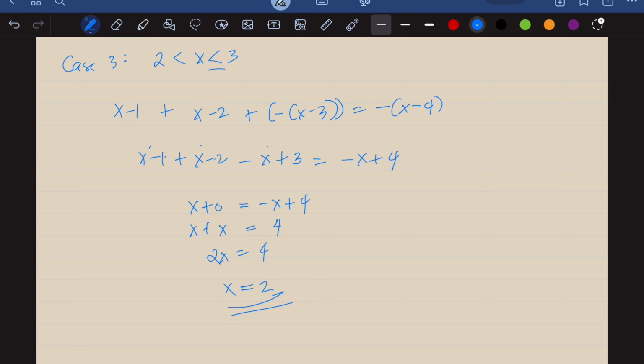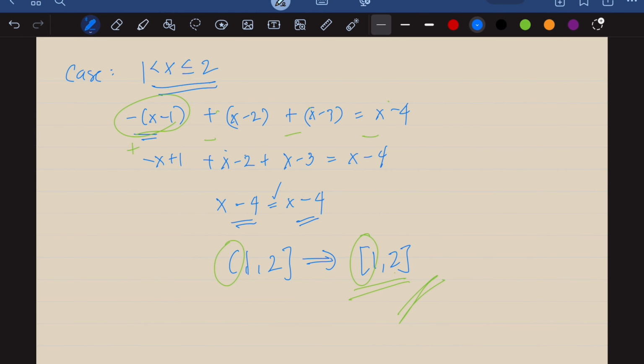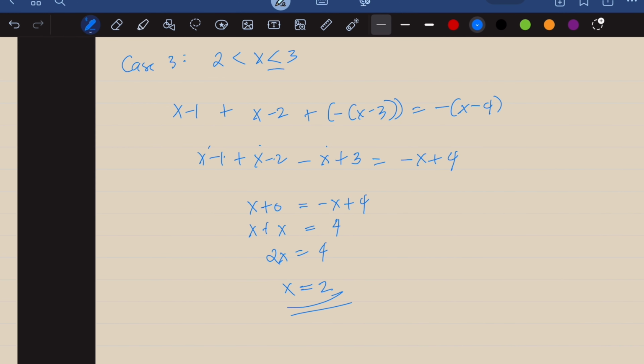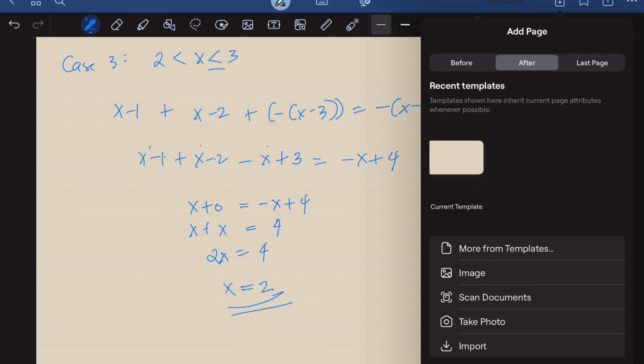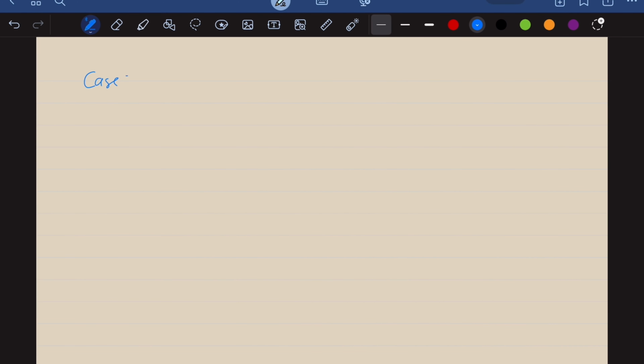And we have found this to be a solution in the second case, so we don't have to include it again in this case. Okay, let's go to case 4. Case 4 is 3 to 4.